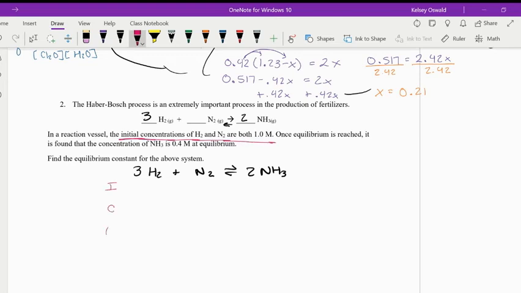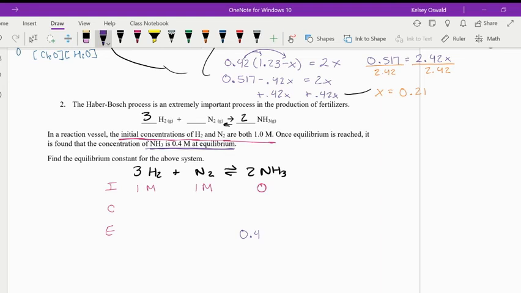So since we see that word initial, that's a hint that we need to set up our ice table. So we know initially our concentration of H2 and our concentration of N2 are both 1 molar. It doesn't say anything about having NH3 initially, so we're going to make that 0. If we read on, it says once equilibrium is reached, it is found that the concentration of NH3 is 0.4 at equilibrium. So since we know our equilibrium concentration of NH3, we can put 0.4 into that equilibrium row for NH3. Awesome.